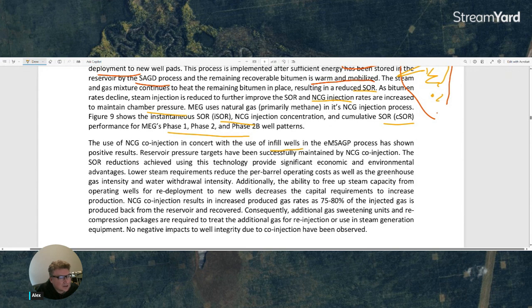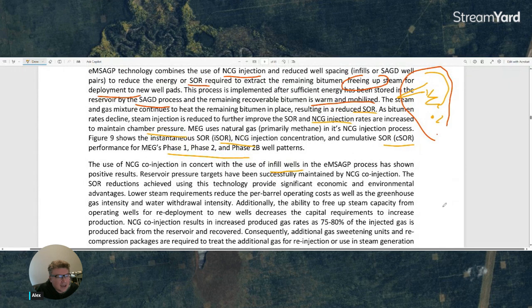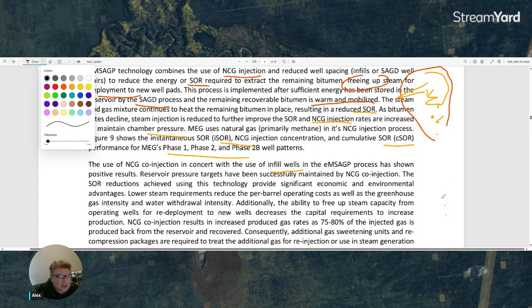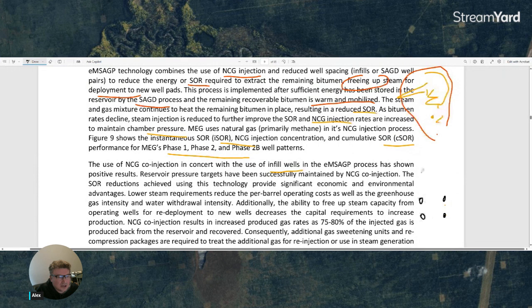The use of NCG co-injection in concert with the use of infill wells in the eMSAGP process has shown positive results. So remember, when they talk about NCG co-injection and infill wells, they're basically talking about this. I have injector here and producer here. I have injector here and producer here. And I develop a chamber like this. And now I develop a chamber here like this.